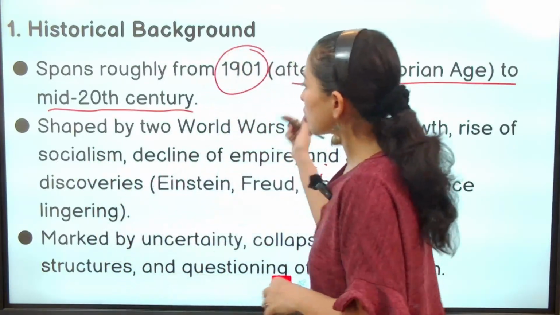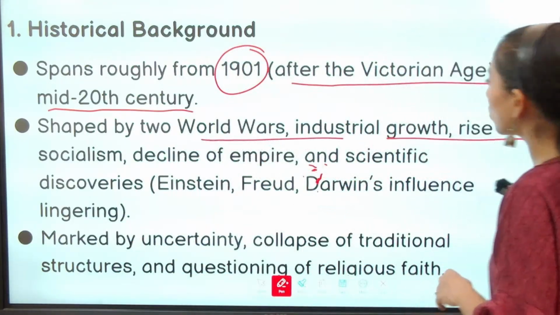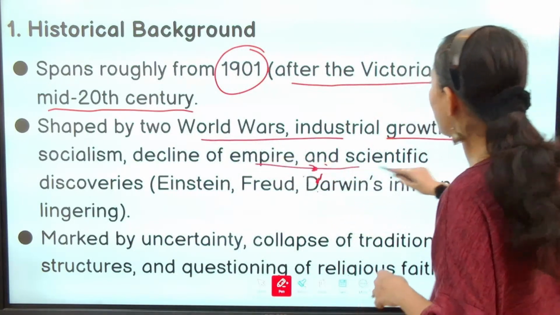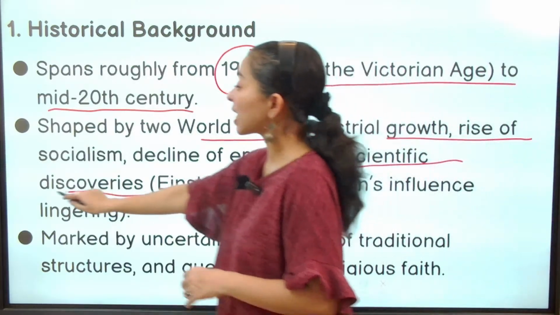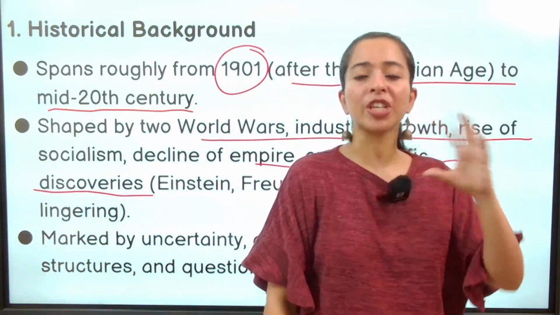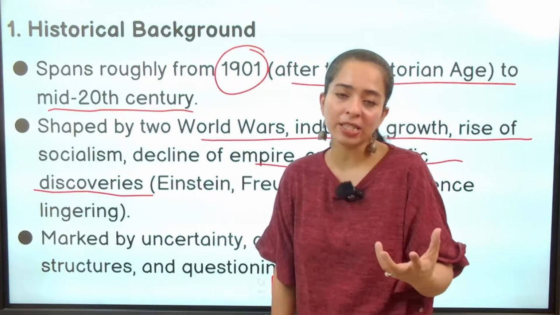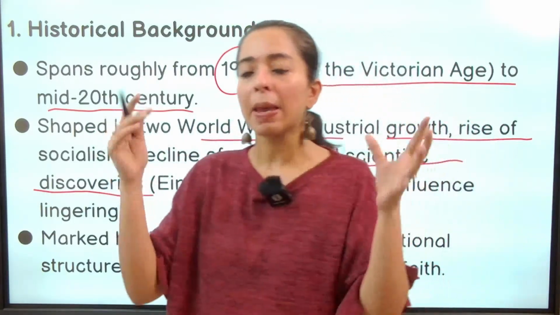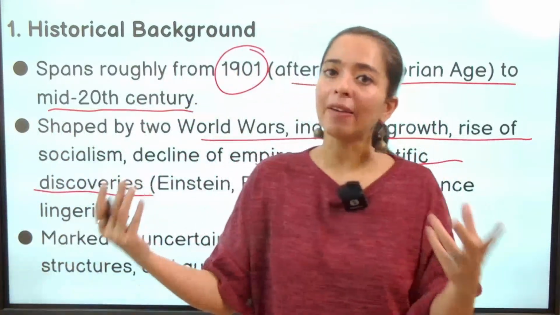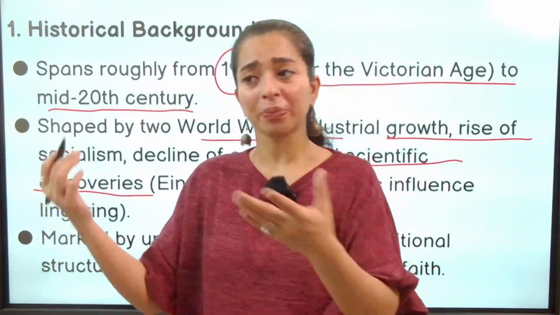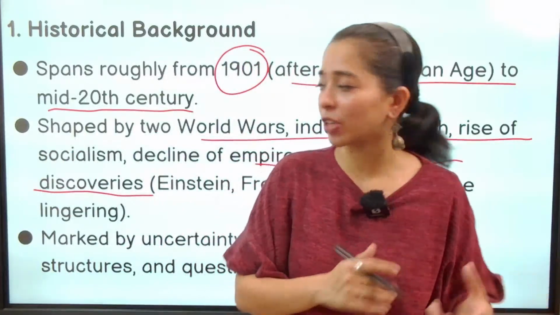Okay, so shaped by two world wars, industrial growth, rise of socialism, decline of empire, and scientific discovery. So yes, these were the things that shaped the age. Scientific discoveries, new inventions were happening, there were new theories being developed. All these things impacted a lot the lifestyle and the reality of humans, and it was mirrored in the literature.